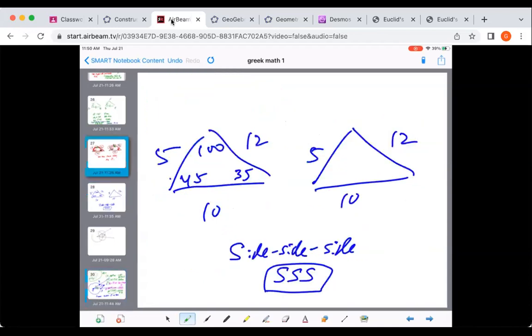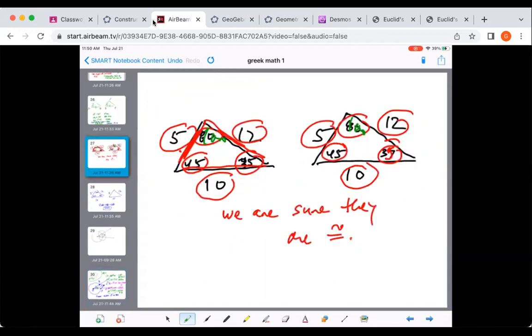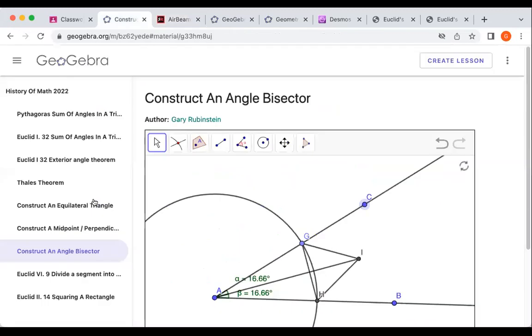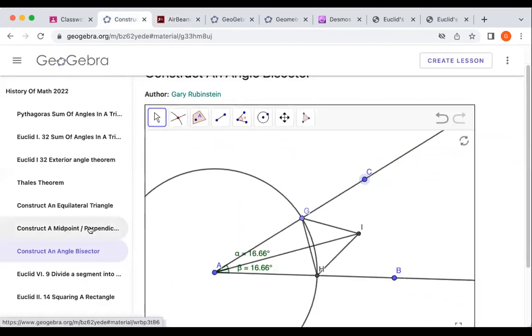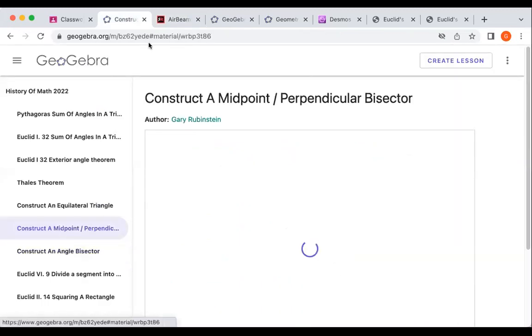Okay, let's move on. There's only 3 more. The next one is book 1, proposition 10.